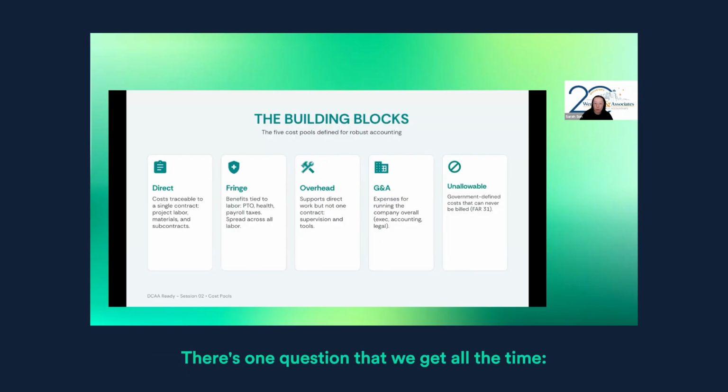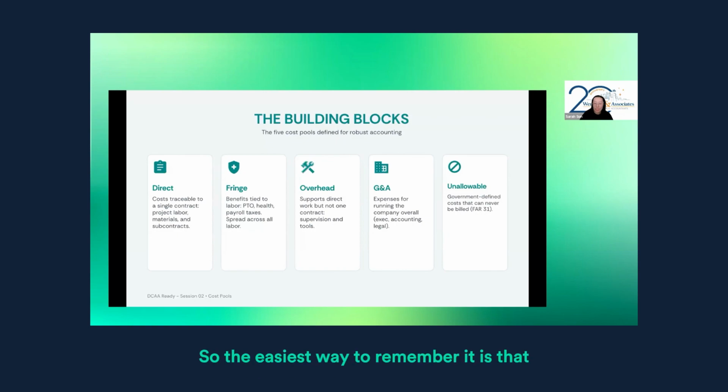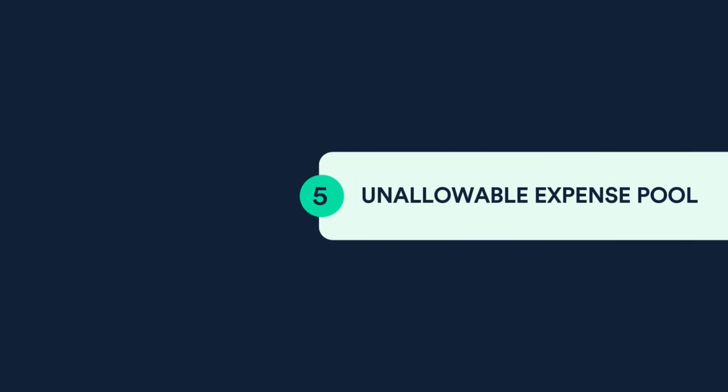There's one question that we get all the time. What is the difference between an overhead and G&A? So the easiest way to remember it is that the overhead would support performing the work, while G&A will support running the business.